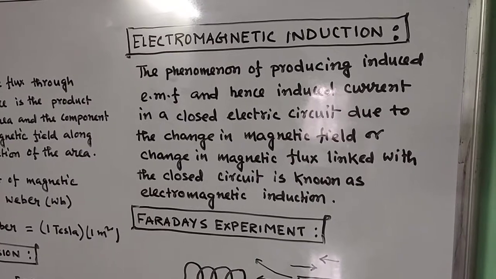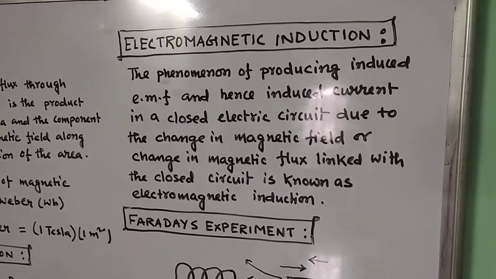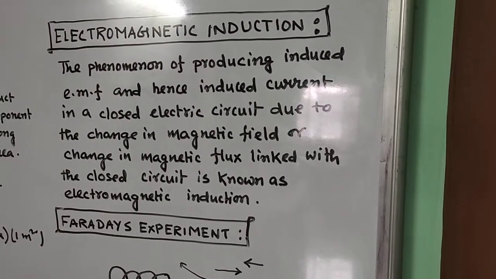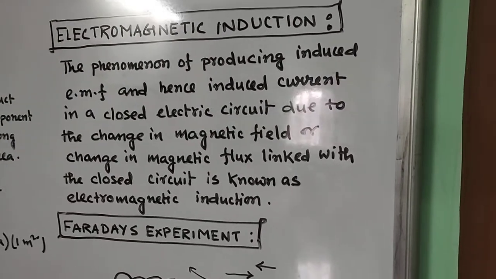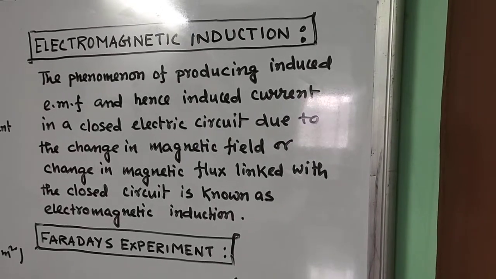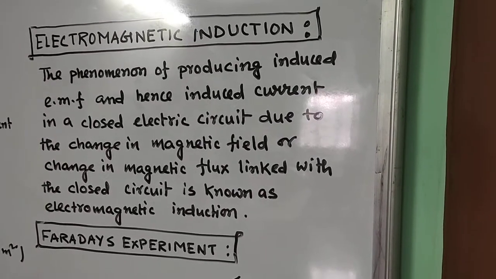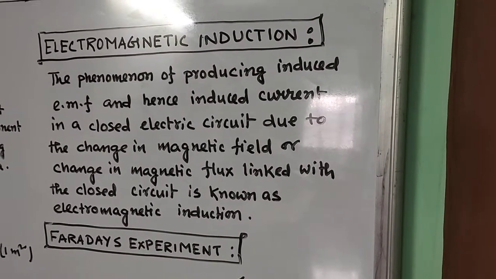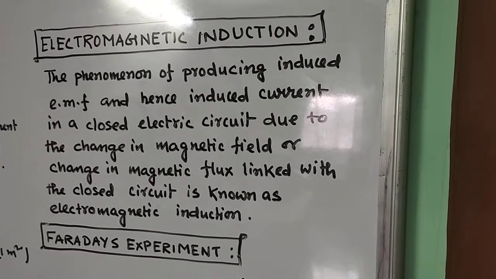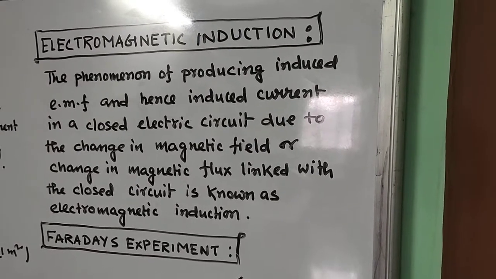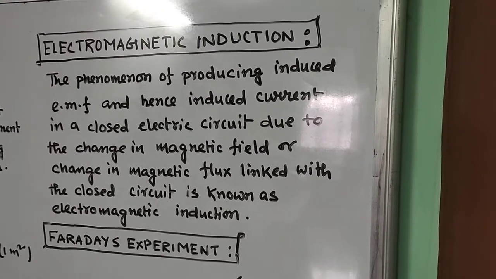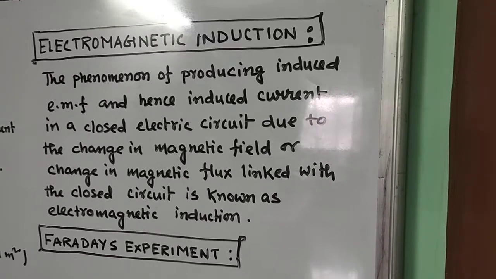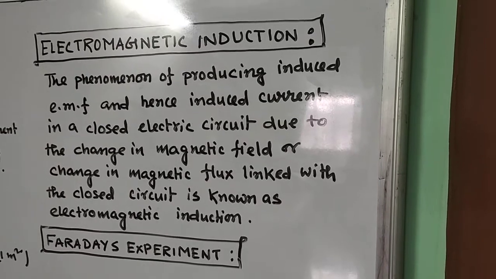The phenomenon of producing induced EMF, and hence induced current, in a closed electric circuit due to the change in magnetic field or change in magnetic flux linked with the closed circuit is known as electromagnetic induction. So you see, there are a few parts in the statement. One is the closed electric circuit, and another is the variation of the magnetic field or magnetic flux. So these two parts are very important.